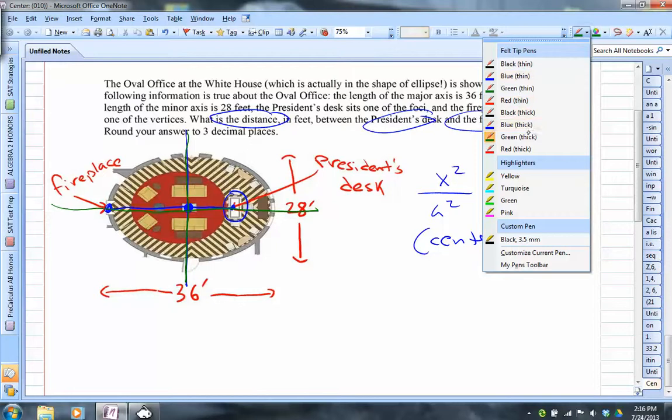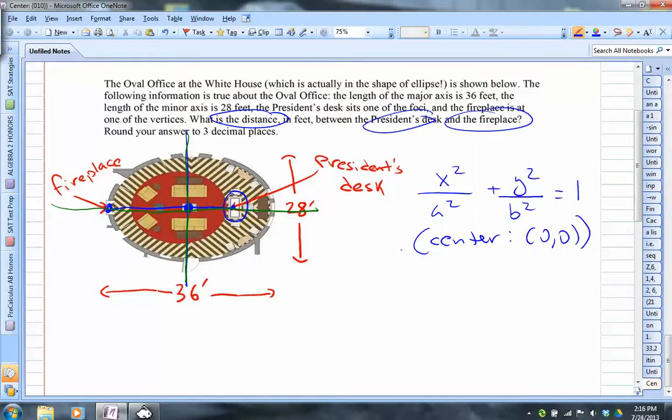Another thing that's important for a problem like this is that c squared equals a squared minus b squared. So a is going to be the distance from the center to the horizontal endpoint. That's A. That's B. And this right here is going to be C. So in essence, we want A plus C.